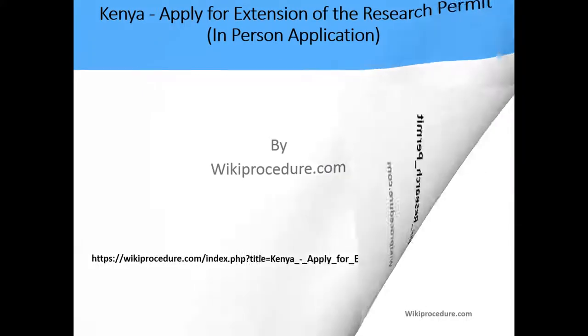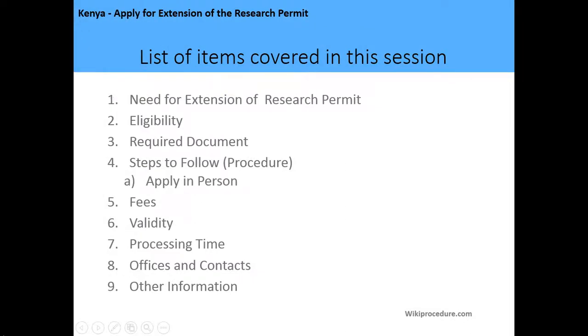So let's get back to our presentation, and the list of items which we're going to cover in this session include the need for extension of the research permit, the eligibility, the required documents, steps to follow in making the application, the fees, validity period, processing time, office location and contact information, and any other information that we may find relevant on how you can apply for an extension of your research permit in Kenya.